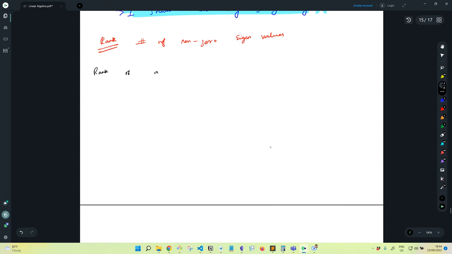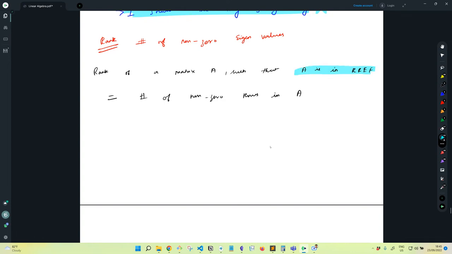matrix. Let me write this statement. Rank of a matrix A such that A is in RREF equals number of non-zero rows in A. Right? See, this, rank equals number of non-zero rows, is applicable only for matrices that are in RREF format. For an arbitrary matrix, you cannot claim rank to be the number of non-zero rows.